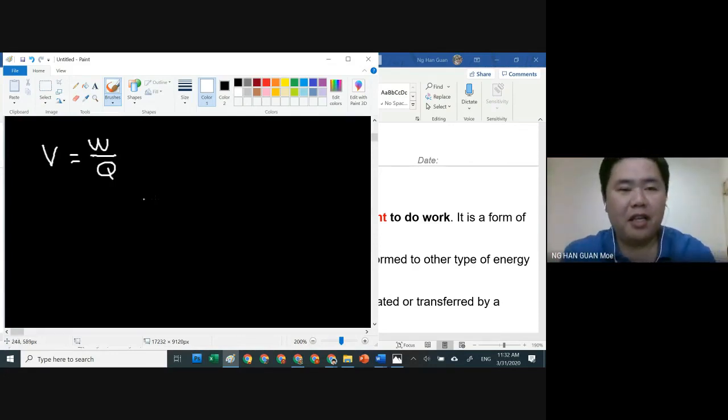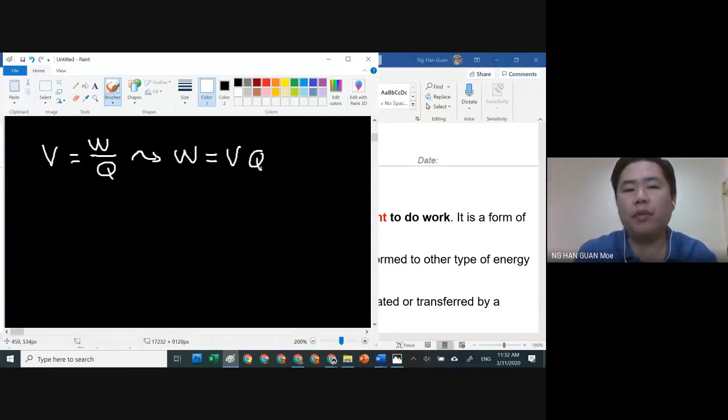Okay, so according to this formula that we learned, you see, this work done can be defined as V or E multiply Q. We just transform the formula.